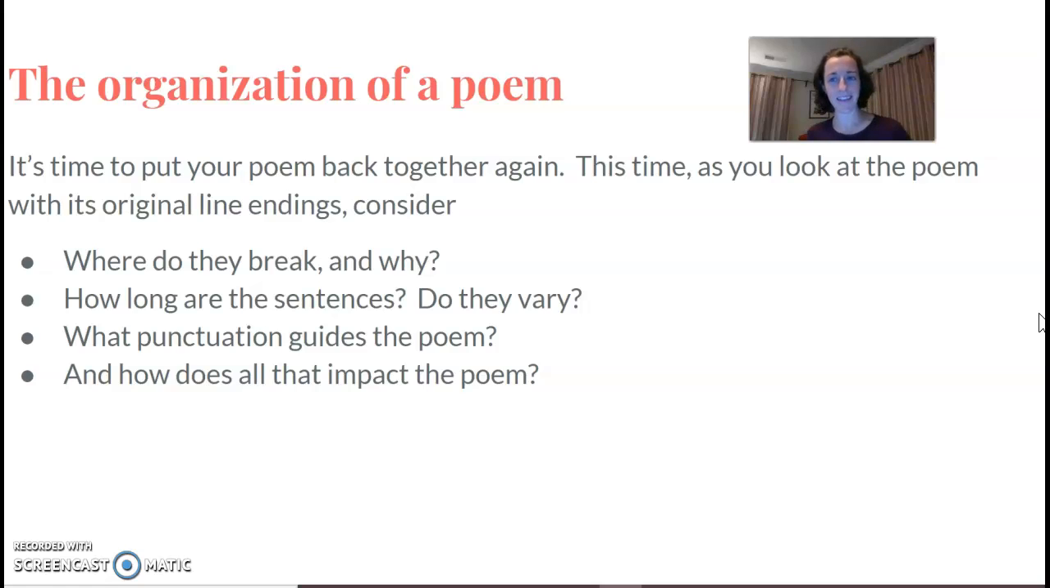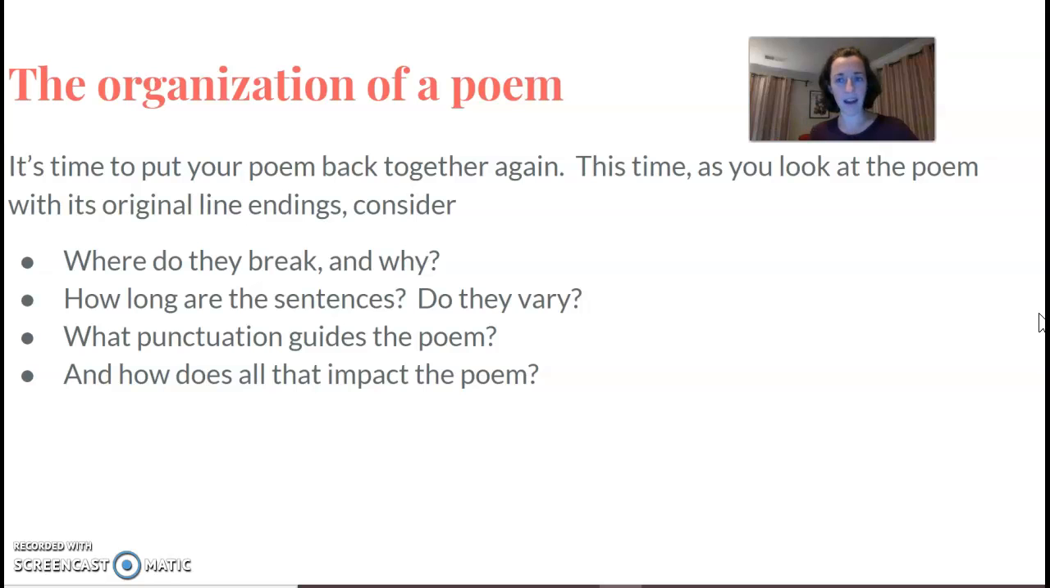So think about line endings. Why do the breaks happen where they do? Where do they break? How long are the sentences? Are they varied, short, long? There's a pattern there, probably. What's the punctuation that guides the poem? The periods at the end of the line? Are they in the middle of the line? Are there even periods? What other punctuation is there? And then how all of that works on the message of the poem. That's what you're really trying to get at.